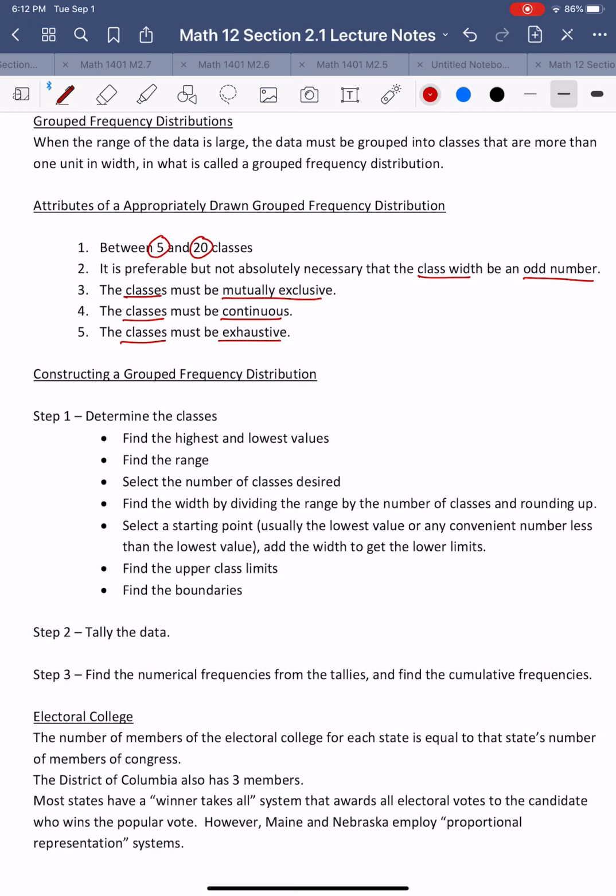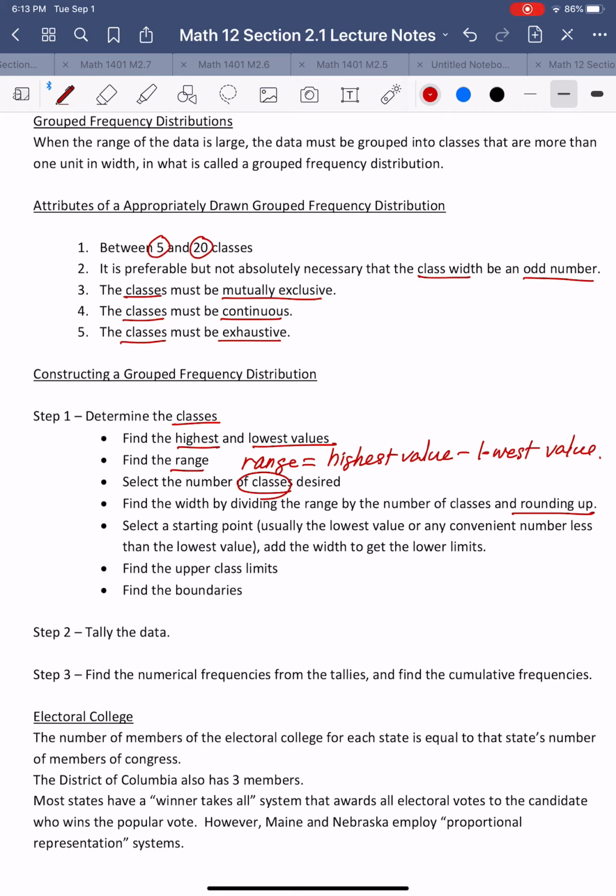Step 1, determine the classes. Find the highest and the lowest values from the data, and then find the range. The range is found by subtracting the lowest value from the highest value. Select the number of classes desired. This is your choice, between 5 and 20. Find the width by dividing the range by the number of classes, always rounding up.